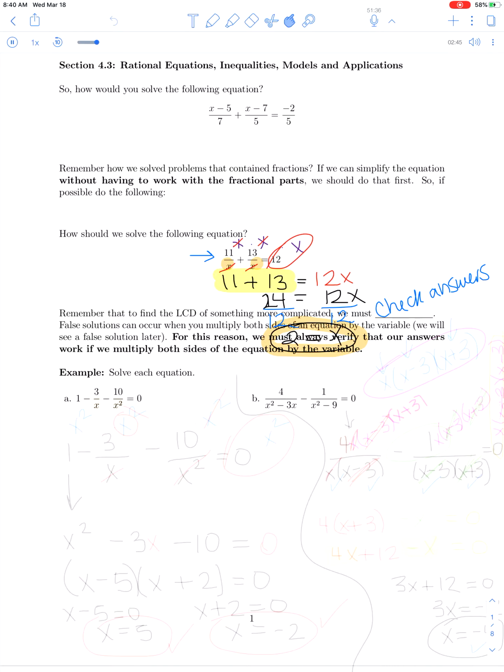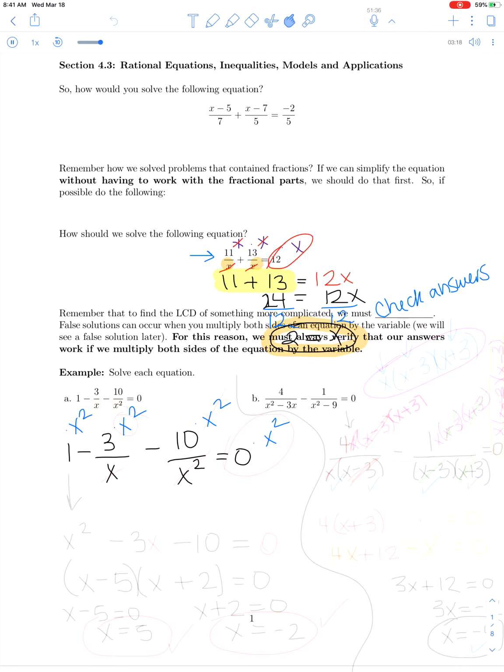Continuing along, if we look at the next problem, problem A, 1 minus 3 over x minus 10 over x squared equals 0. Now, what we want to do is the same idea. We want to clear all the fractions. The quickest way to do that is to multiply by a common denominator of x squared. So we're going to multiply each and every piece on both sides of the equation by an x squared.